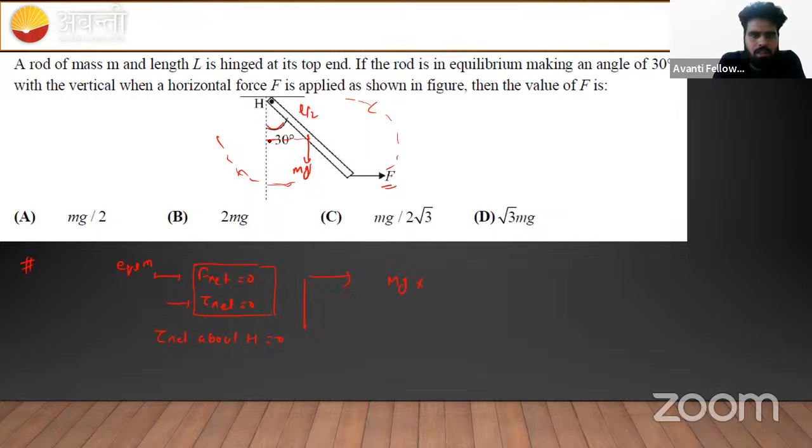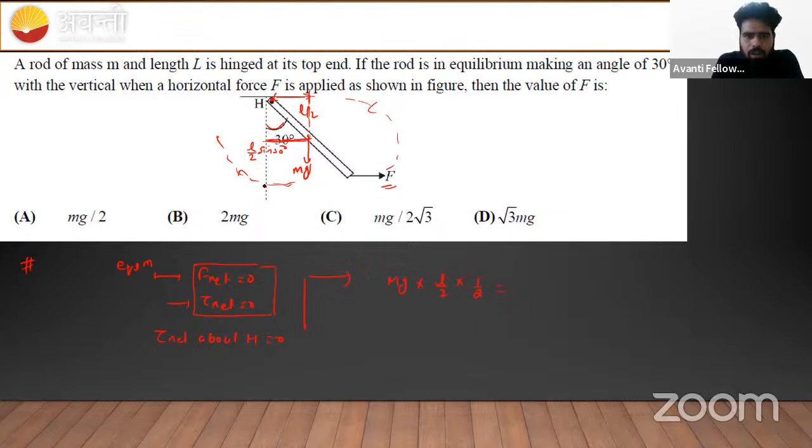This distance is the perpendicular distance of the force from the point where we have to calculate the torque. So this is the point of application, and this is the line of action of the force. What is the perpendicular distance of the line of action of the force from this point? This distance is nothing but L by 2 sine 30.